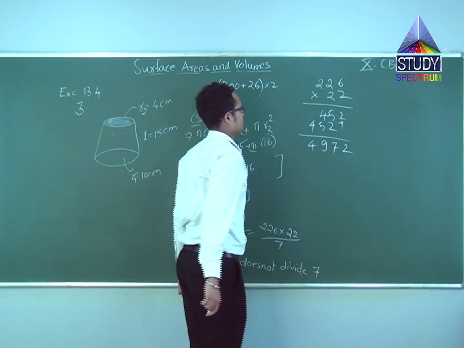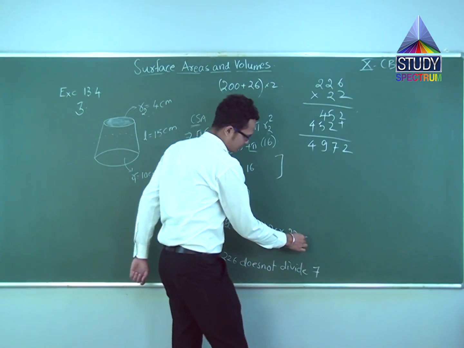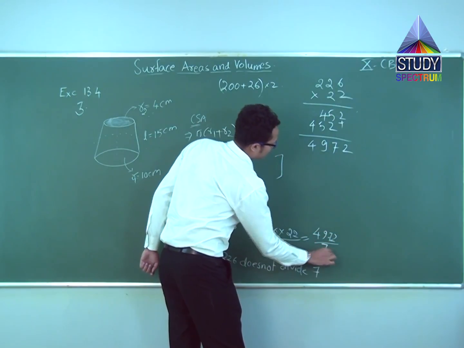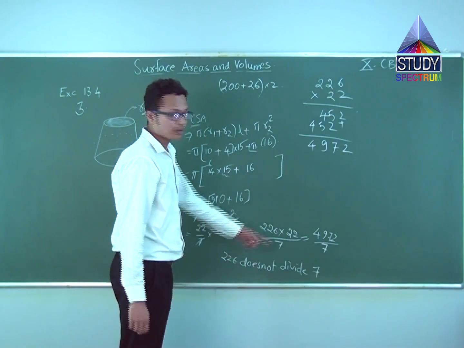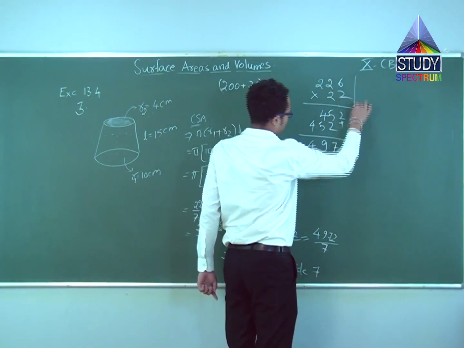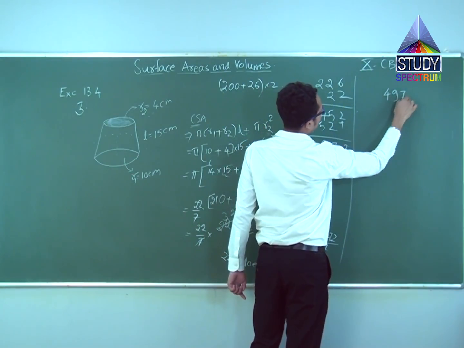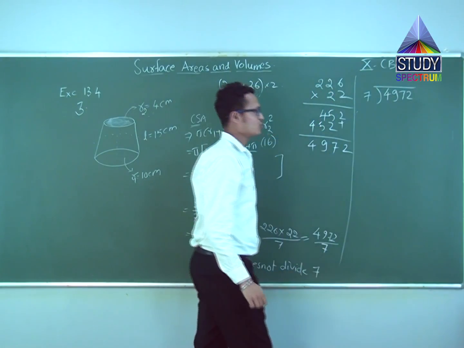4972. Now this is equal to 4972 by 7. Now let's divide 4972 by 7 by the usual method.